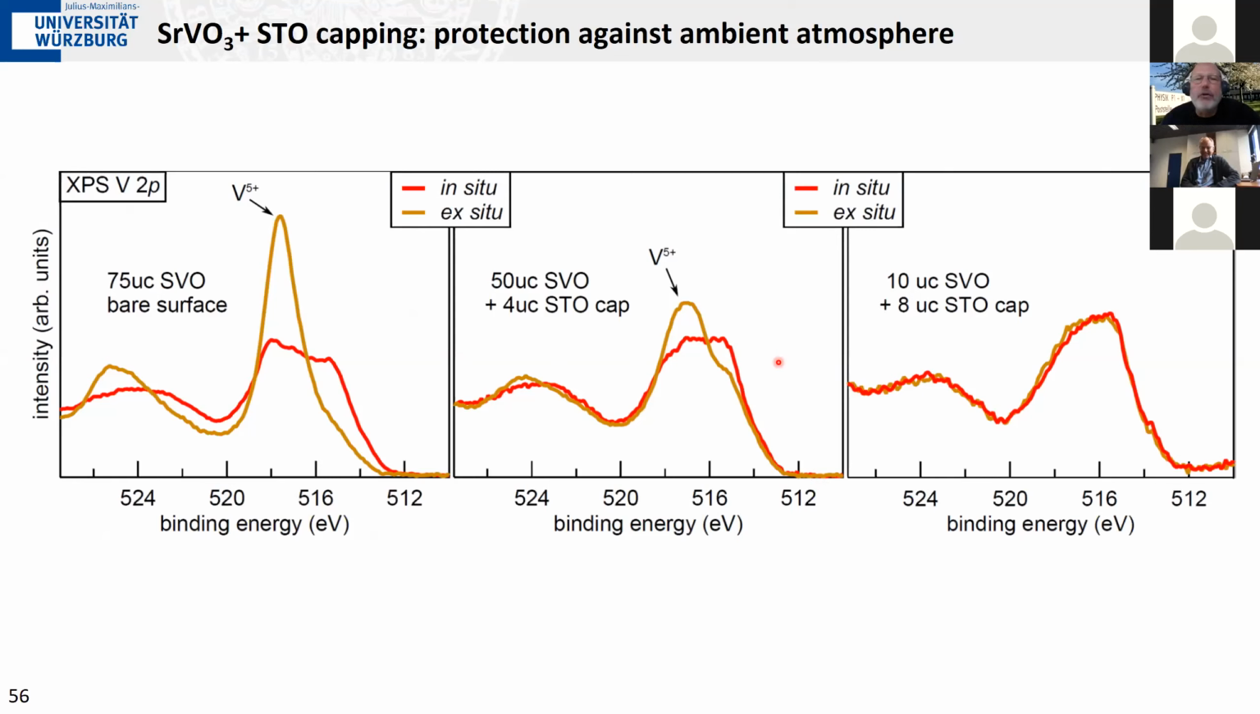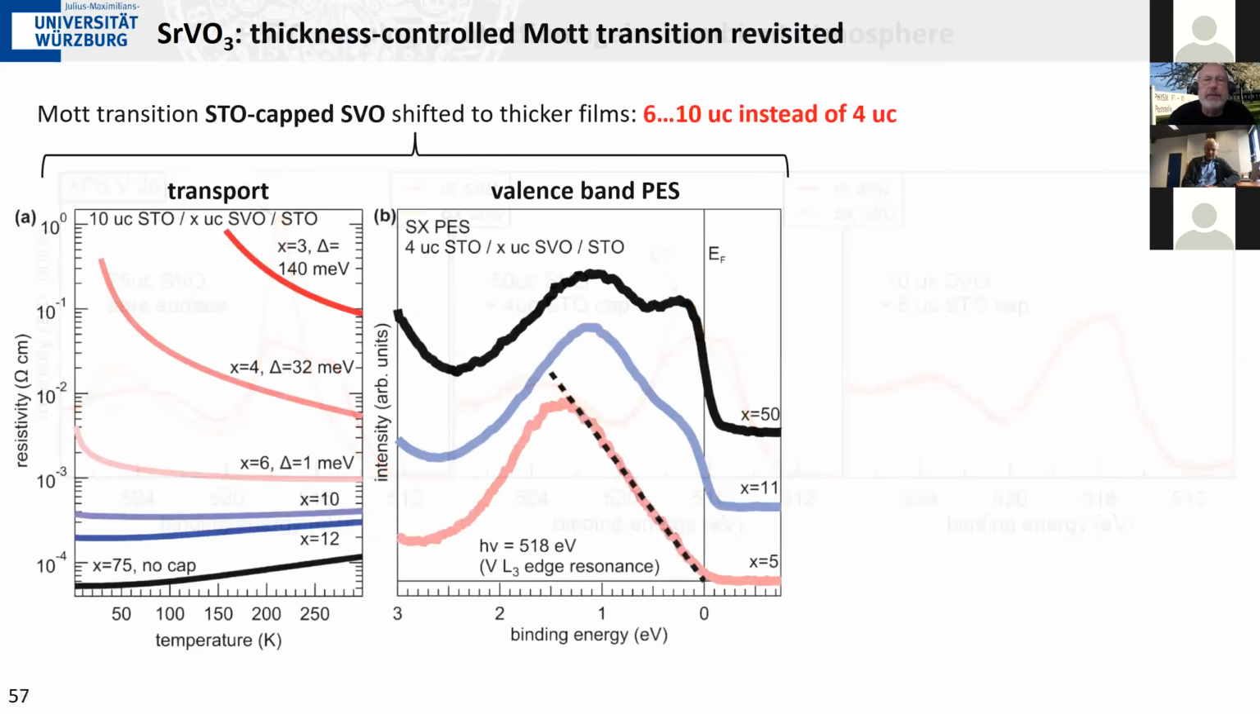If you have a 4-unit cell cap, you can already see that we suppress the pentavalent signal here, the surface effect. If we have a twice as thick cap, you see there is no difference whatsoever between the in situ grown material and the exposed material. So that's really protected against over-oxidation from ambient atmosphere.